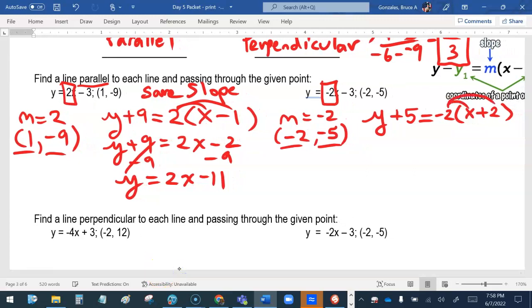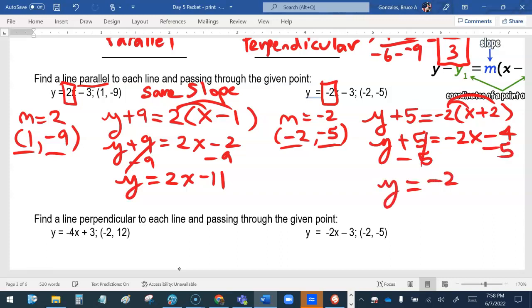Distribute the -2, and then get rid of the loner. I know I did that fast, but it's the same steps we've been doing. So I'll let you get that down.